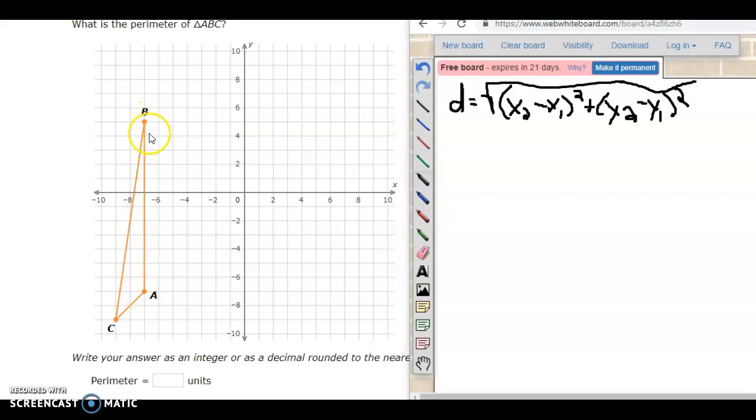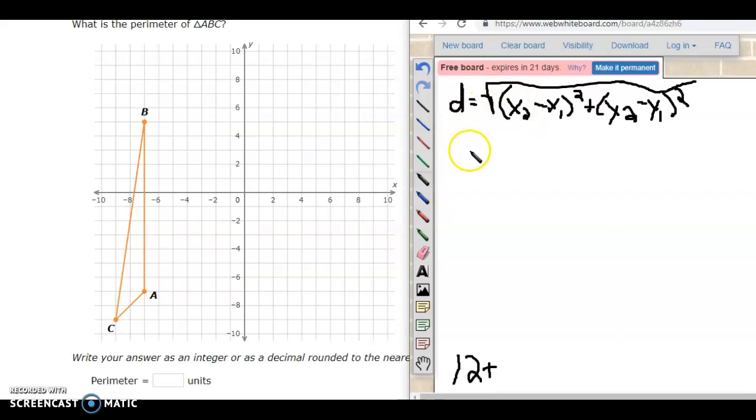So BA is 1, 2, 3, 4, 5, 6, 7, 8, 9, 10, 11, 12. So I know BA is 12. So I'm going to be adding that to AC and CB. However, I can't count for those two, so I have to use the distance formula. I need to find the coordinates so that I can plug them into my equation here.